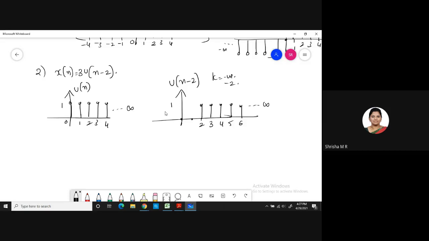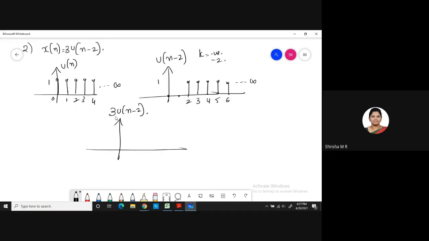So you are being given 3 times u of n minus 2. So how will the signal look? The amplitude, which is 1, is multiplied by 3. So the signal will start from 2 with an amplitude 3 and it will go on up to infinity. Got it, everyone? 3 times u of n minus 2. Yes or no? Yes, ma'am.